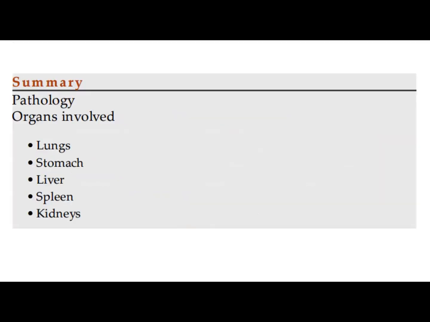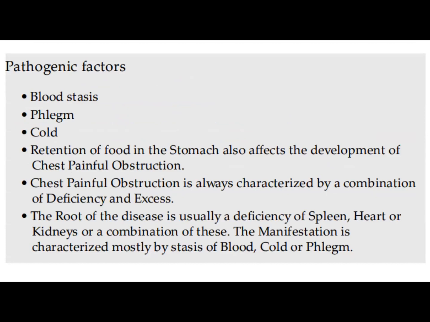So, in summary, the organs involved in chest painful obstruction syndrome are the lungs, stomach, liver, spleen, and kidneys. Pathogenic factors: blood stasis, phlegm, cold. Retention of food in the stomach also affects development of chest painful obstruction. Chest painful obstruction is always characterized by combination of deficiency and excess. Root of the disease is deficiency of spleen, heart, or kidneys, or a combination of these. The manifestation is characterized mostly by stasis of blood, cold, or phlegm.